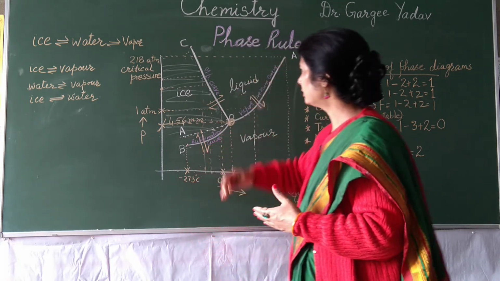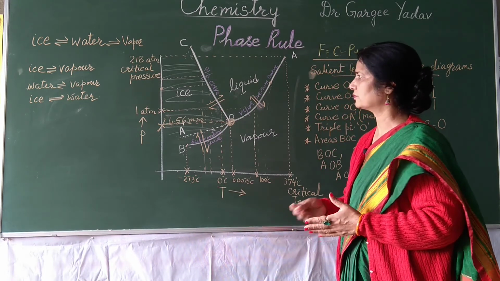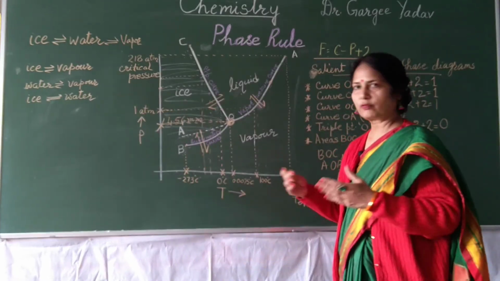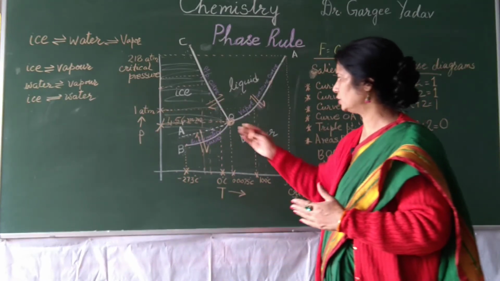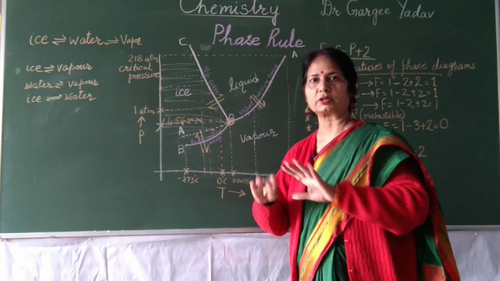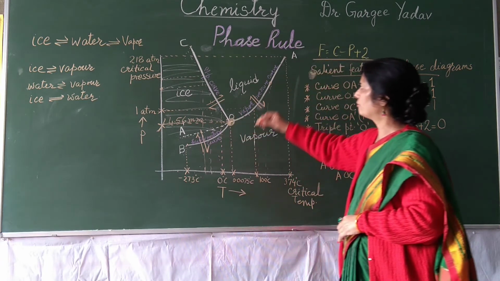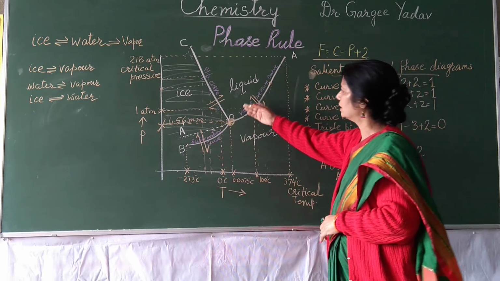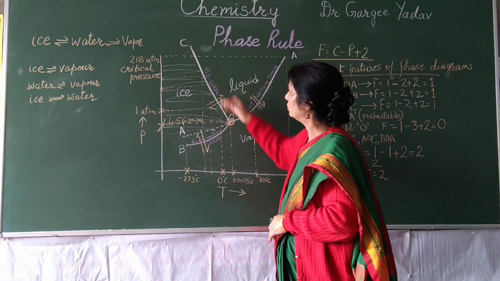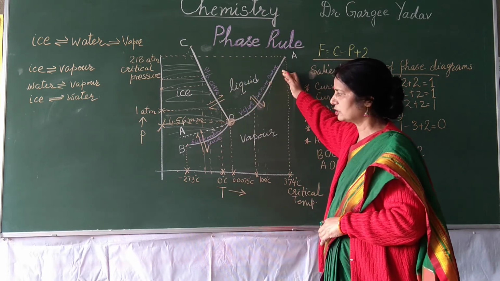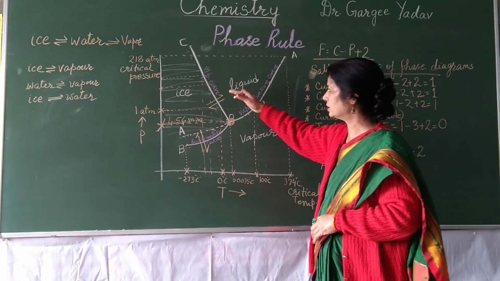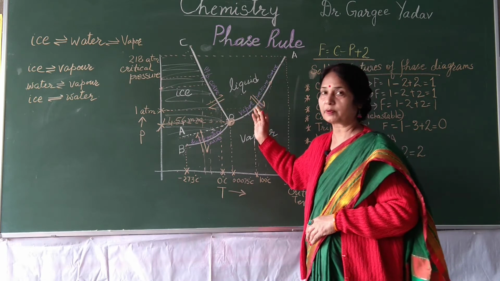So once again, let me revise this whole phase diagram. First of all, what is a phase diagram? It is the study of the effect of pressure and temperature on the coexistence of various phases. Now this is the phase diagram of water, and it consists of three curves, OA, OB and OC. This is the vapor pressure curve; it shows the effect of pressure and temperature on the vapor pressure of water.